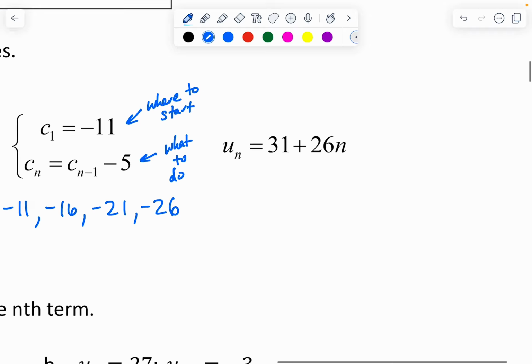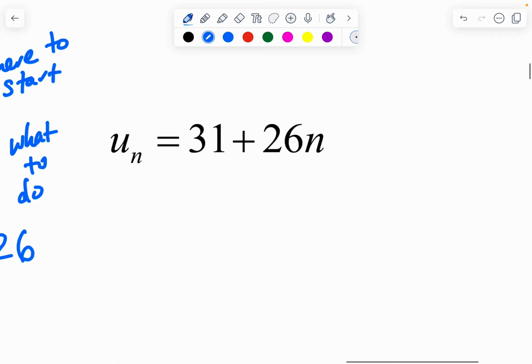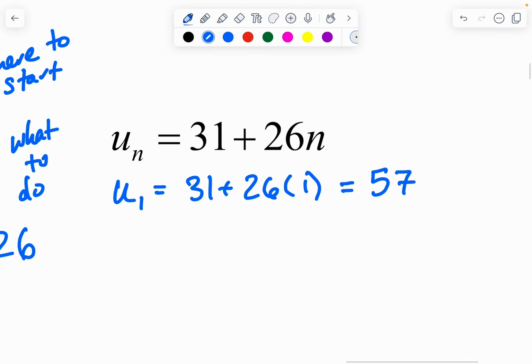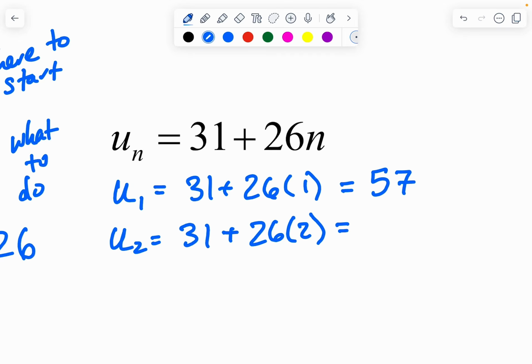Okay, and then this last one, we're going to start. u sub 1 would be 31 plus 26 times 1. Well, these are silly numbers. I see 57. Yep, and I wrote a 7. 57. And then what I'm going to do with this next one is add 26 to that. So I can think of this as 52 plus 31. 52 plus 31 is 83.